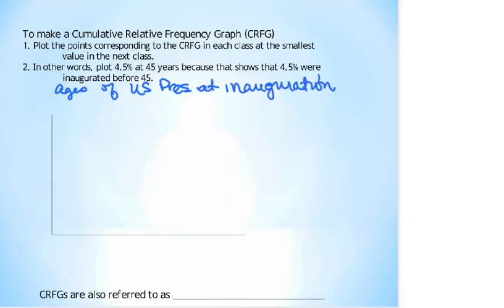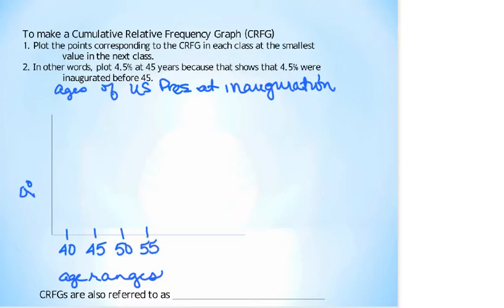Down here, I'm going to have the age ranges. And on this side, I will have the percent. Okay, percent. All right, so I'm going to start off here at 40 because that's our lowest that we went. 45, 50, 55, 60, 65, and 70. And then we know we have 100% that we'll end up with.